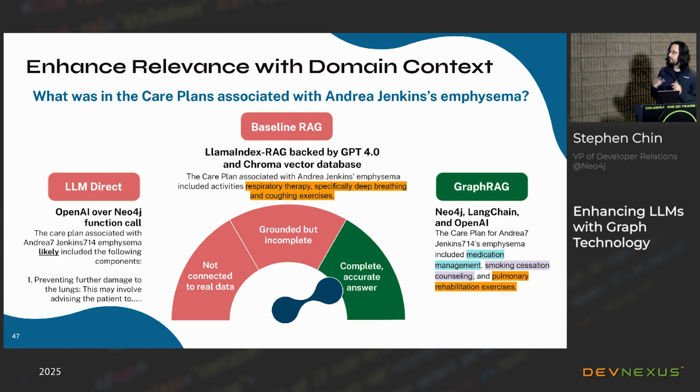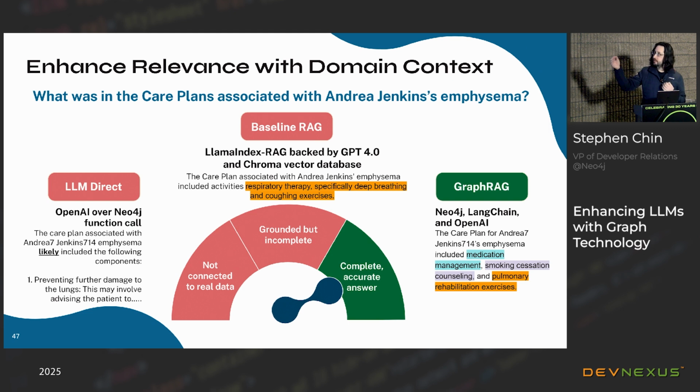Okay, so there's a few different approaches to this. Using LLMs directly. If you asked, for example, what was in the care plans associated with Andrea Jenkins' emphysema, the sort of response you'd get directly from an LLM might be something like, preventing further damage to the lungs. This may involve advising the patient to yada, yada, yada. This is very generic. It doesn't have any patient information. It doesn't really understand their condition.